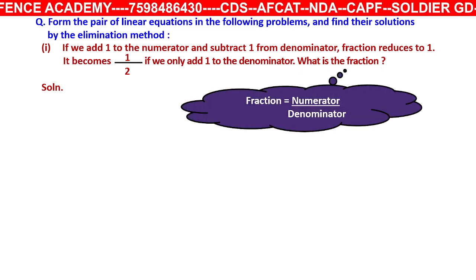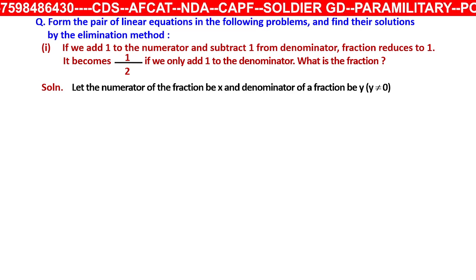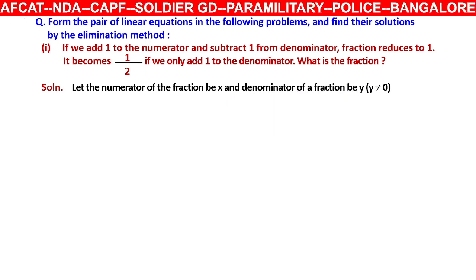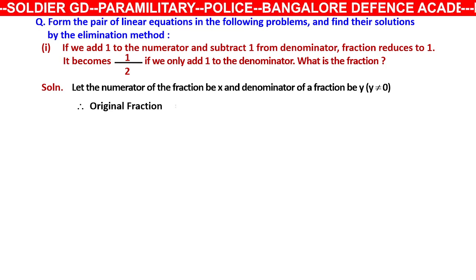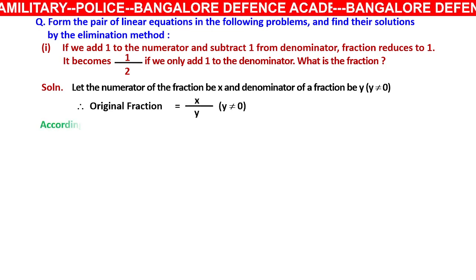So a fraction is nothing but you have a numerator and a denominator. Let the numerator of the fraction be x and the denominator of the fraction be y. y will never be equal to 0, because if the denominator is 0, the fraction is not defined. So here the original fraction is equal to x by y. Okay, so now what happens?